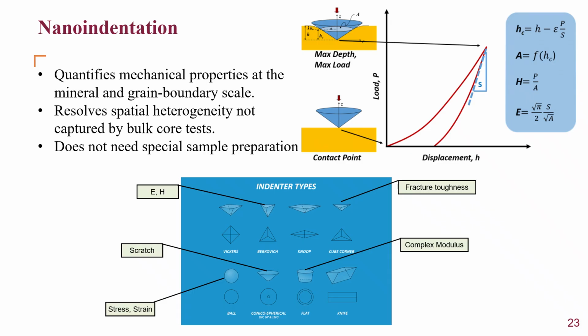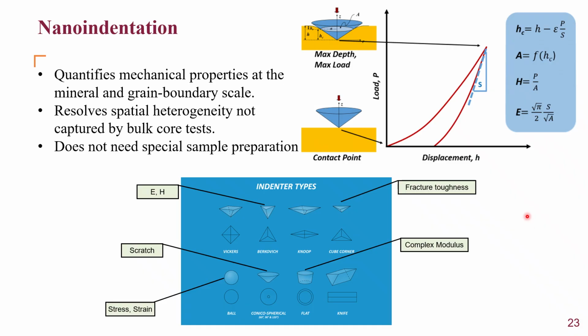The next test we can perform is the nanoindentation test. Nanoindentation quantifies mechanical properties at the mineral and grain boundary scale. It is very useful because it can calculate a lot of properties, and it doesn't need any special sample preparation. It also resolves spatial heterogeneity because it can be performed on different spots on the core or sample that certain tests are not able to capture.